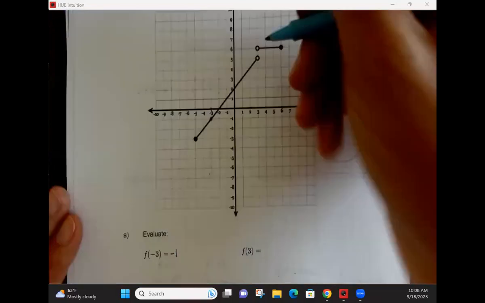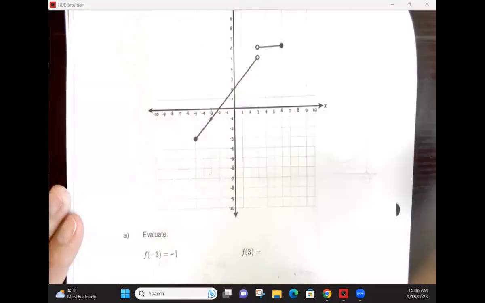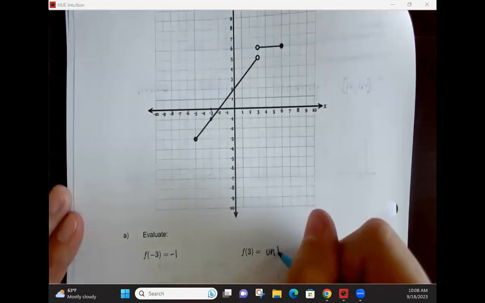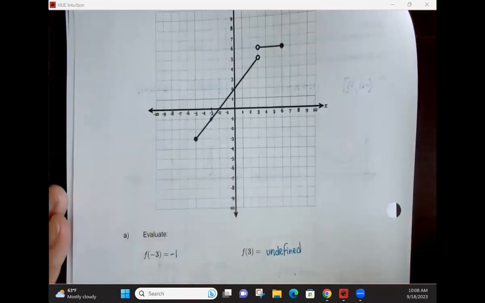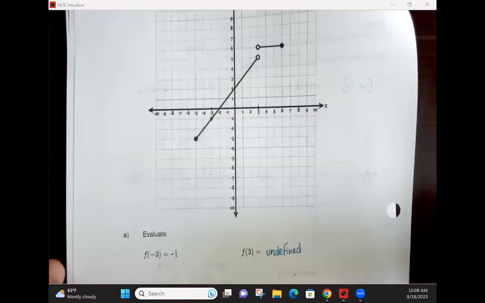I got nothing there, right? I have 2 open circles there. So I would say that this value is undefined for my function. I don't have a closed point when x is 3, undefined.